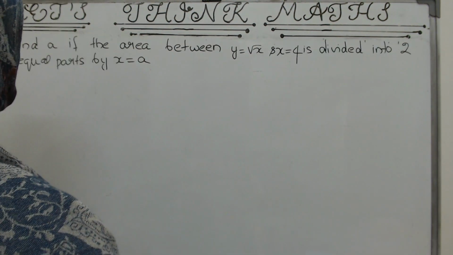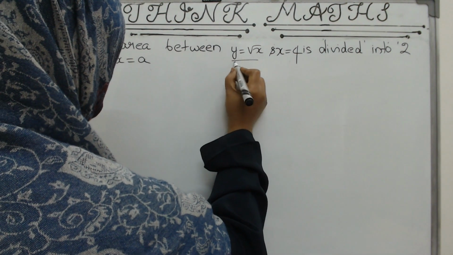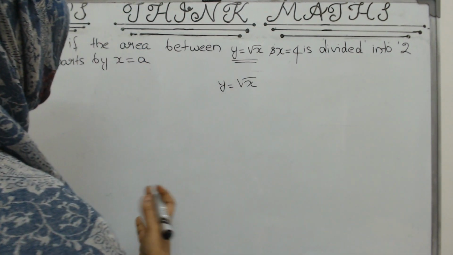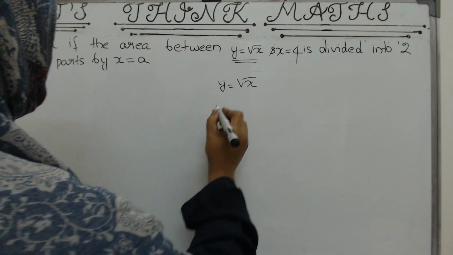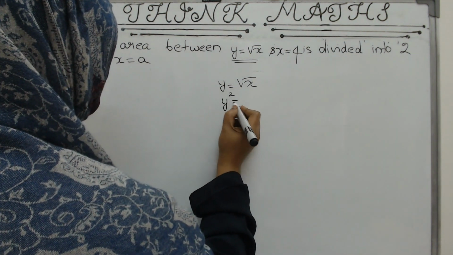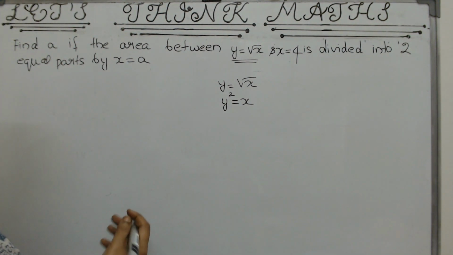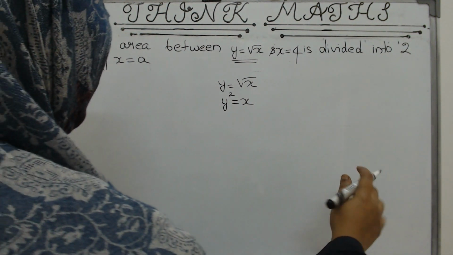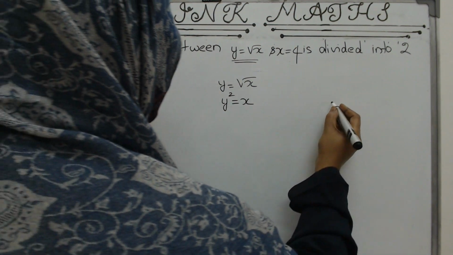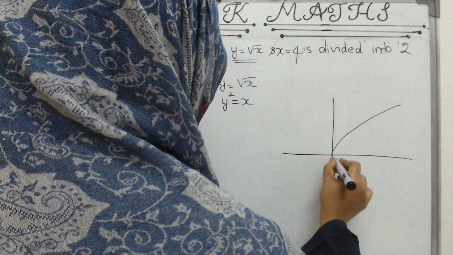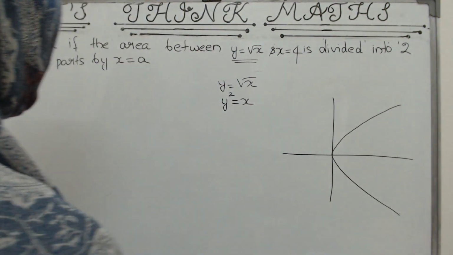So now look at this question. How does our curve look like? This is our curve. Don't let the square root throw you off track. You just have to square it and you will see y square is equal to x, or in other words it is a parabola which opens towards the right. Let us first draw the parabola.